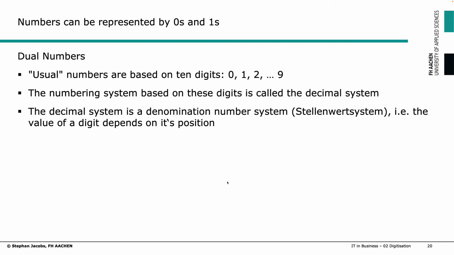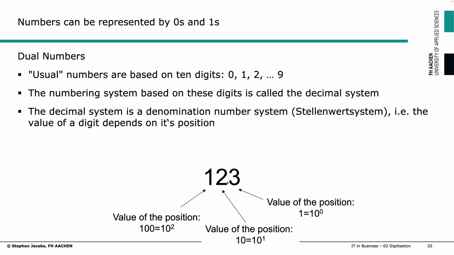Now let's have a look at how numbers can be represented with just zeros and ones. So our normal numbers are based on 10 digits. That's why we call it a decimal system. The decimal system is a place-value number system, in German Stellenwertsystem. That means the value of each digit depends on its position. And let's first have a look at decimal numbers.